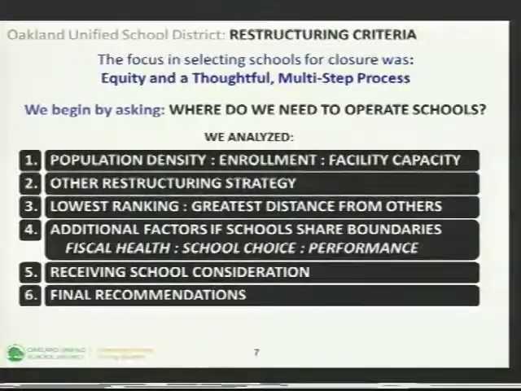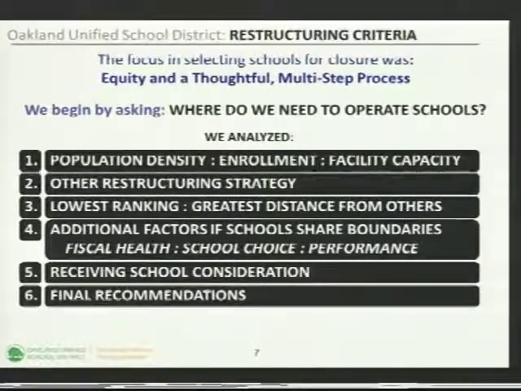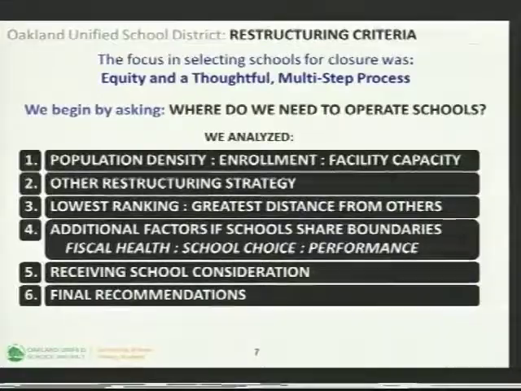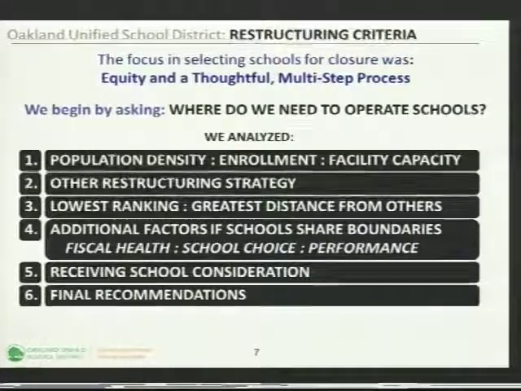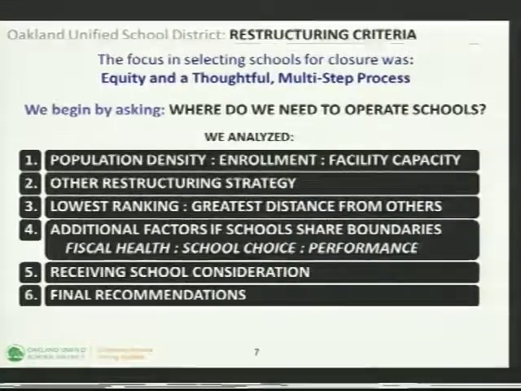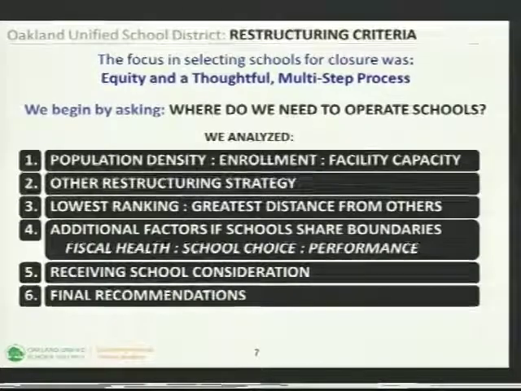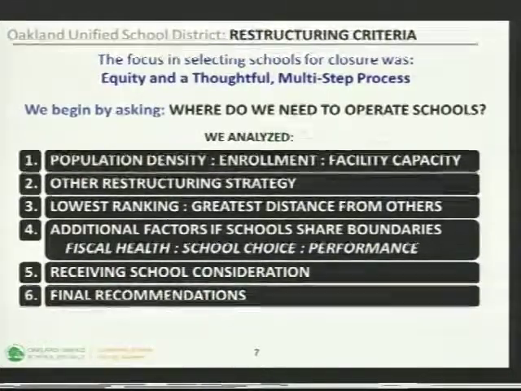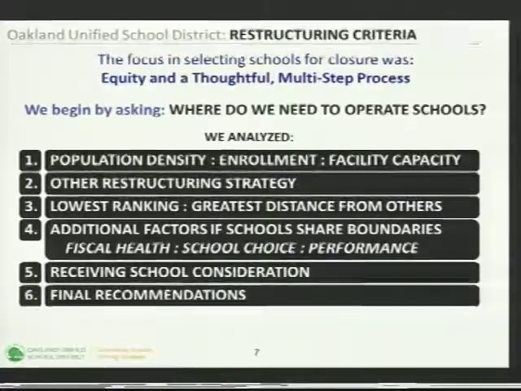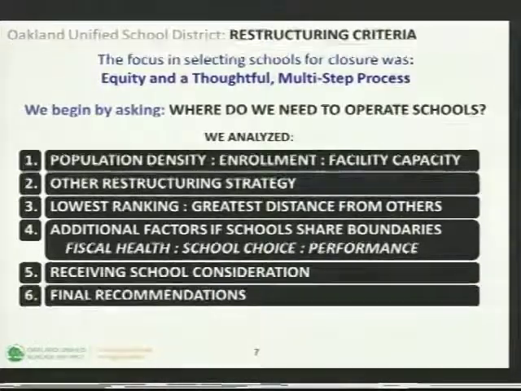With this first question, we begin to apply step number one, which is to look at data for population density, enrollment, and facility capacity. On page 21 of this packet, which is a few slides in, I won't jump into it now, but just to note, each of the 12 points of information for each school is what comprises the data that allows us to ask this first question about where do we need to operate schools.